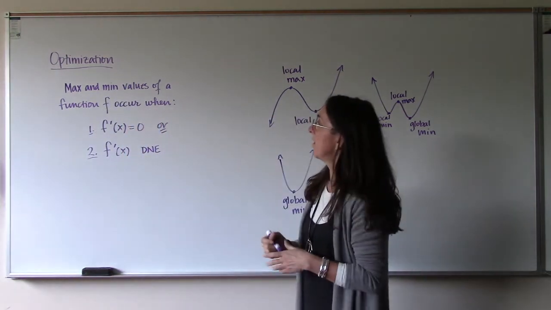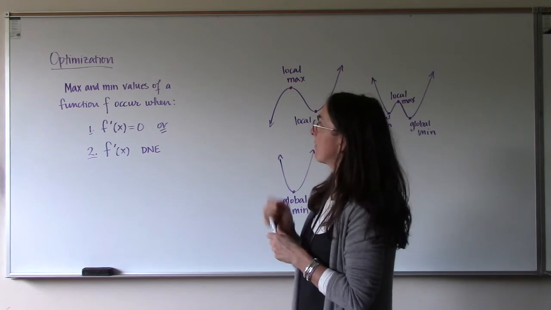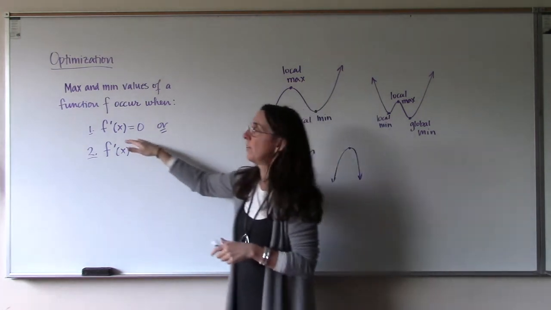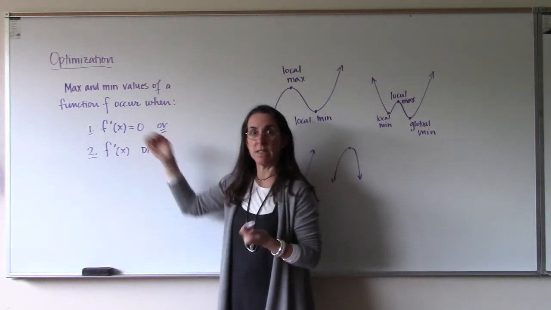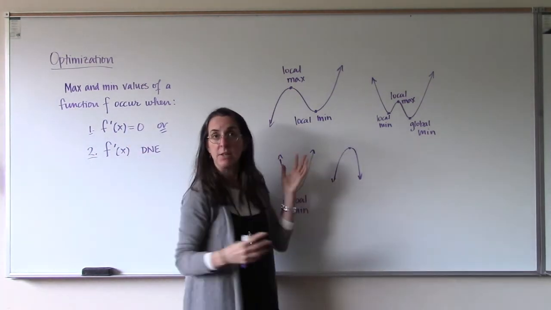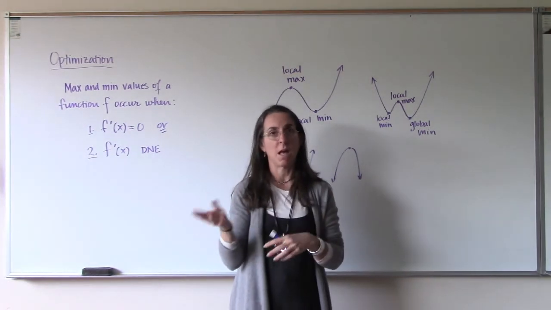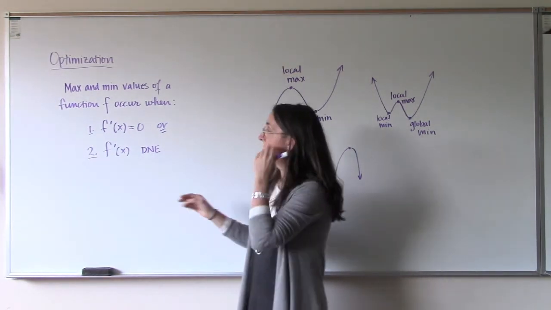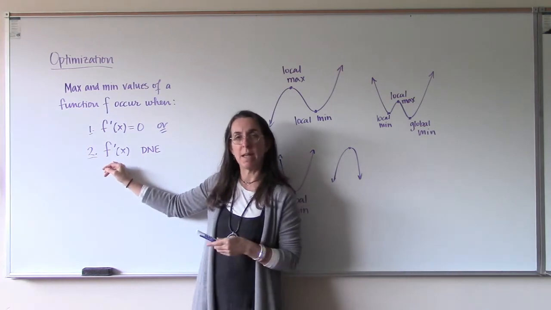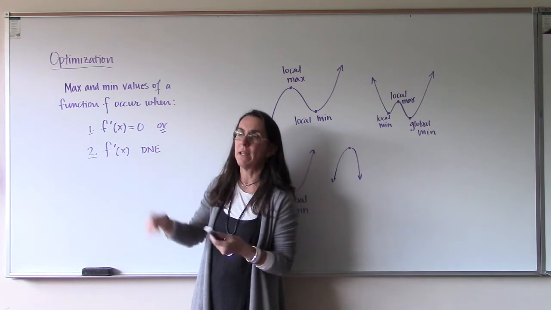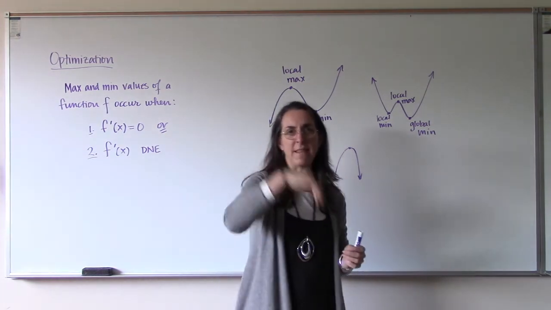So what have I written here? The maximum and minimum values of a function occur when the derivative is equal to 0, and that's what we've seen here, right? The top of the hill or the bottom of a valley, I guess you could say. But they could also occur at a place where the derivative doesn't exist, and not always, but you could have like a cuspy point thing, right?